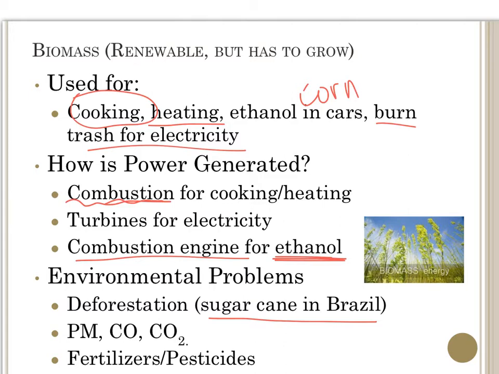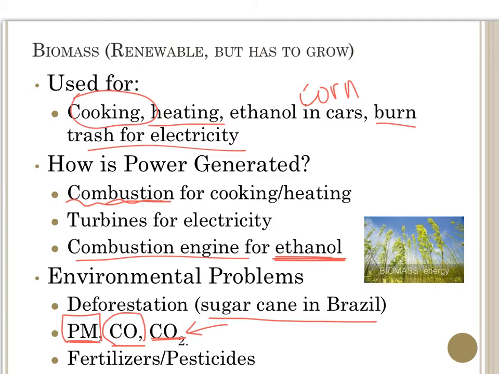When you burn wood and even corn and things like that, these are the main problems. Particulate matter is the worst one for air pollution. You do have some carbon monoxide. And then for climate change, you have CO2. Wood is not as bad as fossil fuels in terms of the CO2 that is emitted, but it still is a problem. And then in order to grow things like corn, it takes fertilizers and pesticides.